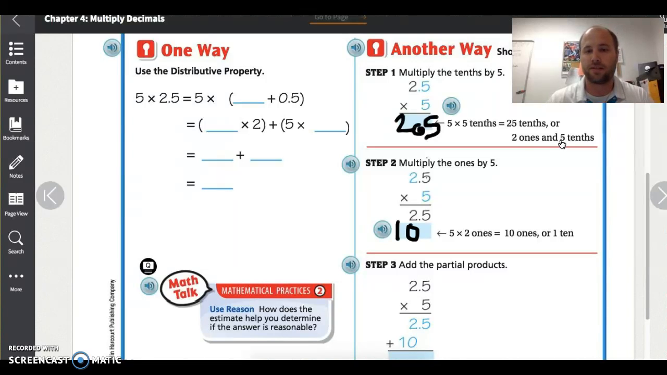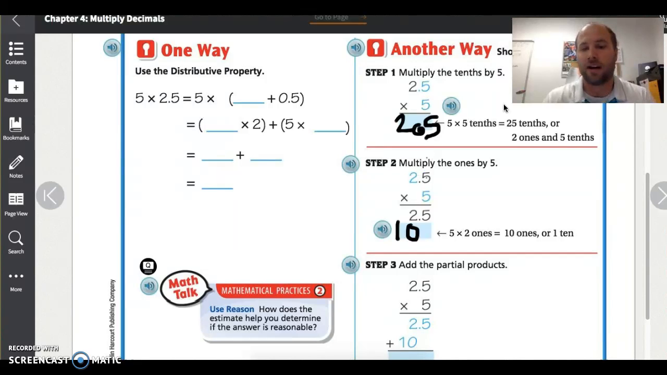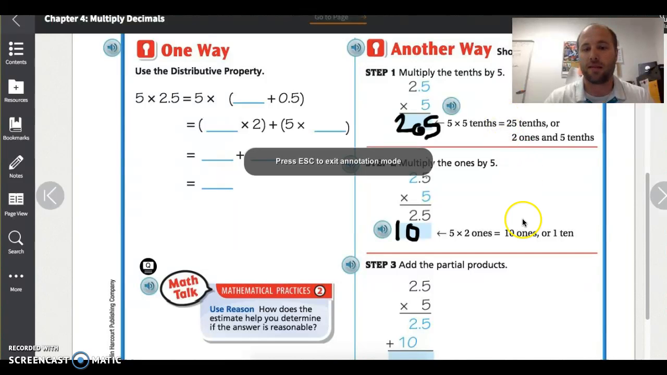Notice where my 0 is. Notice my 0 is not underneath the 5 because it is not a decimal or a fraction. It is 5 wholes times 2 wholes. So it needs to be left of that decimal point. You've got to make sure you line these numbers up correctly. Okay? So that's one thing you got to watch for. That's the one thing that might slip up.